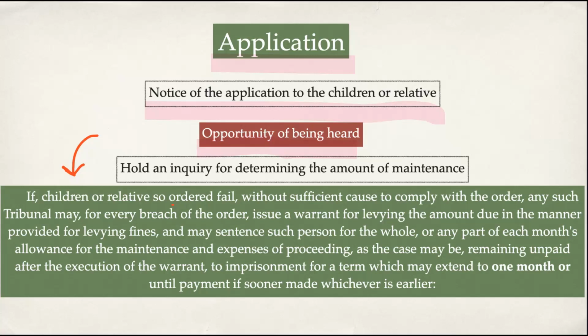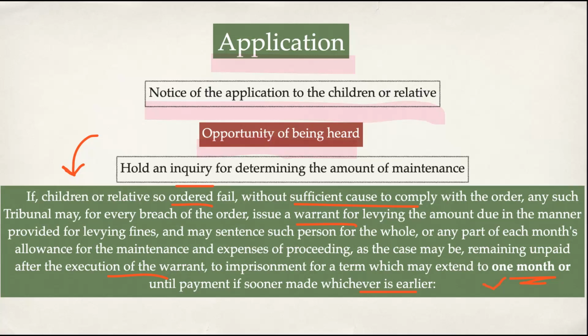Now, the next very important factor that you all must be aware of: once the tribunal orders the children or relative to pay maintenance and the person fails without sufficient cause to comply with such an order, the tribunal may, for every breach of the order, issue a warrant for levying the amount due in the manner provided for levying fines, and may sentence such a person for the whole or any part of each month's allowance for the maintenance and expenses of proceeding, as the case may be, remaining unpaid after execution of the warrant, to imprisonment for a term which may extend to 1 month or until payment if sooner made, whichever is earlier.